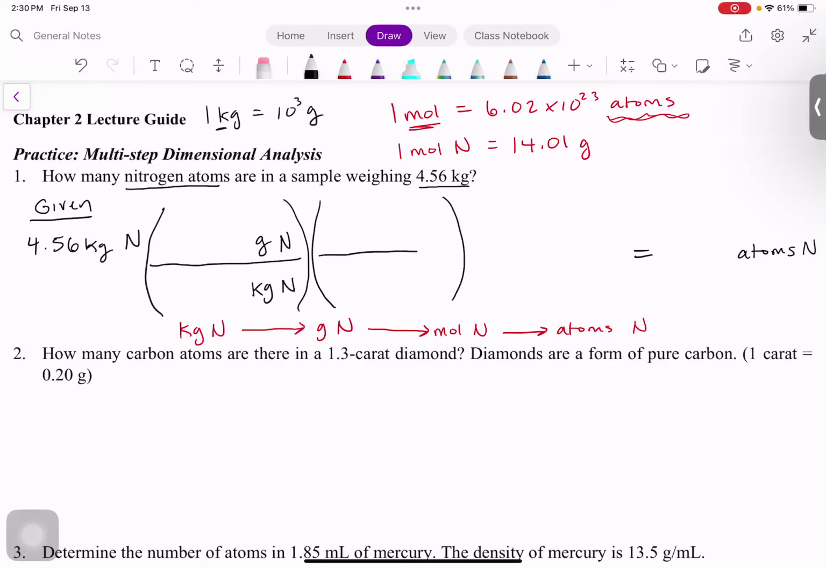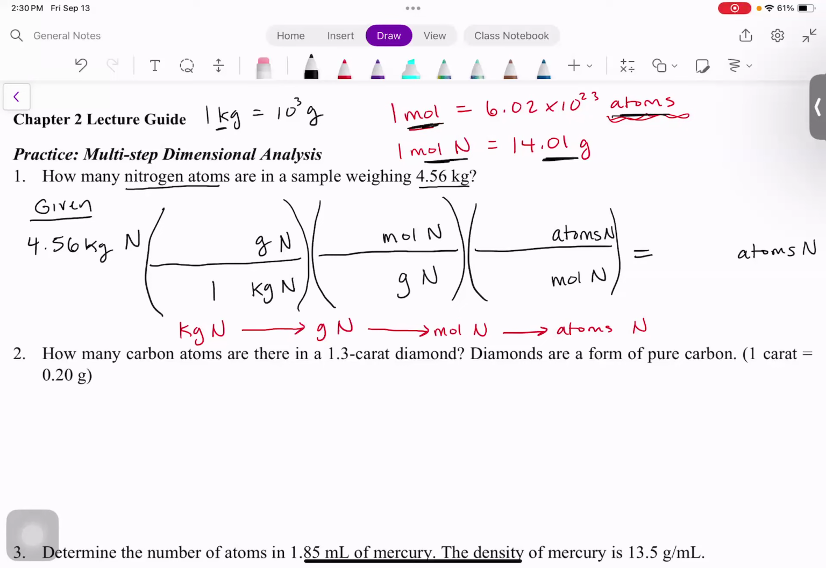And then for my next step, I'm going to have to put grams of nitrogen in the denominator. And I know the relationship between grams and moles, so I can convert to moles of nitrogen. And then lastly, I want to get rid of my moles of nitrogen and convert to atoms of nitrogen. And I can do that because I know the relationship between moles and atoms here. So now all I have to do is plug in the numbers that make the denominator equal to the numerator.